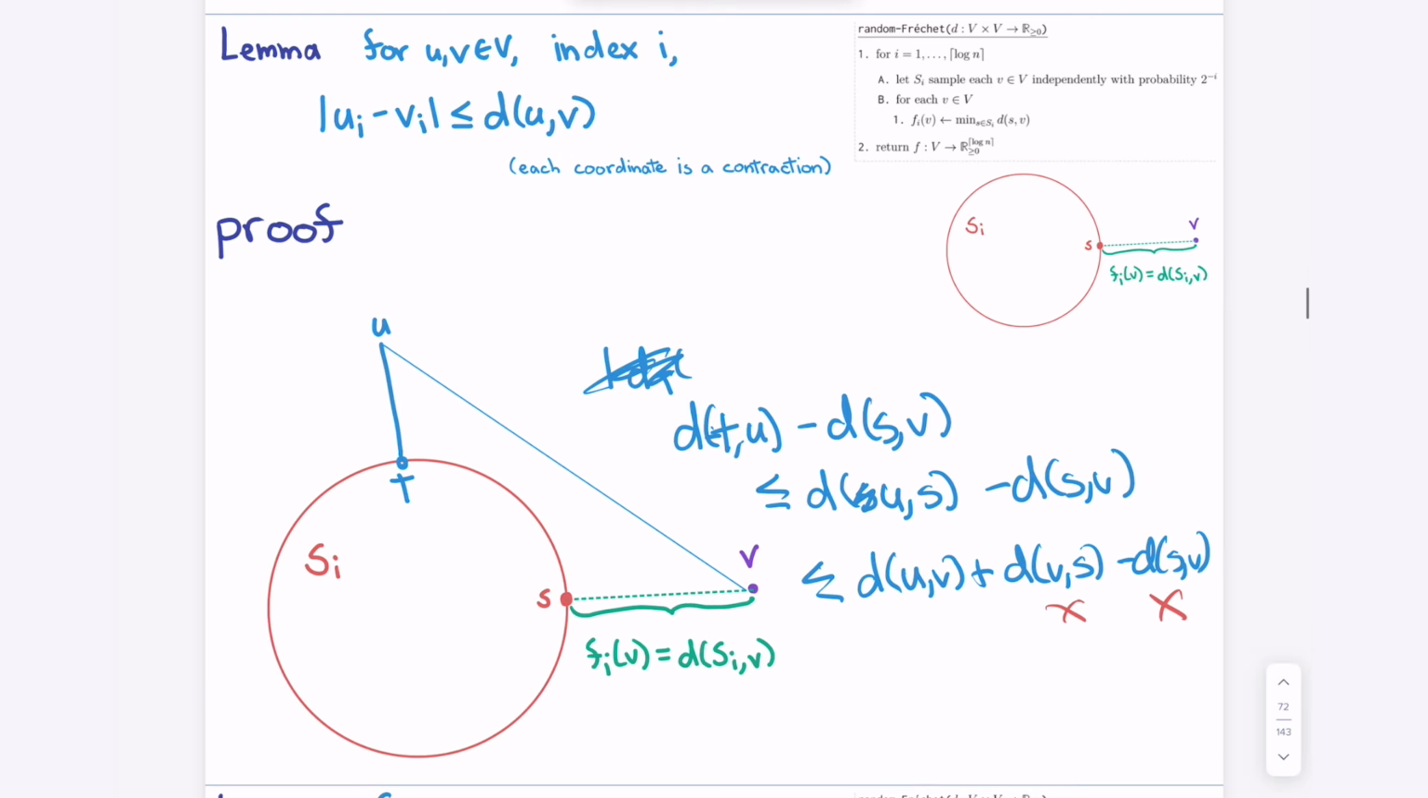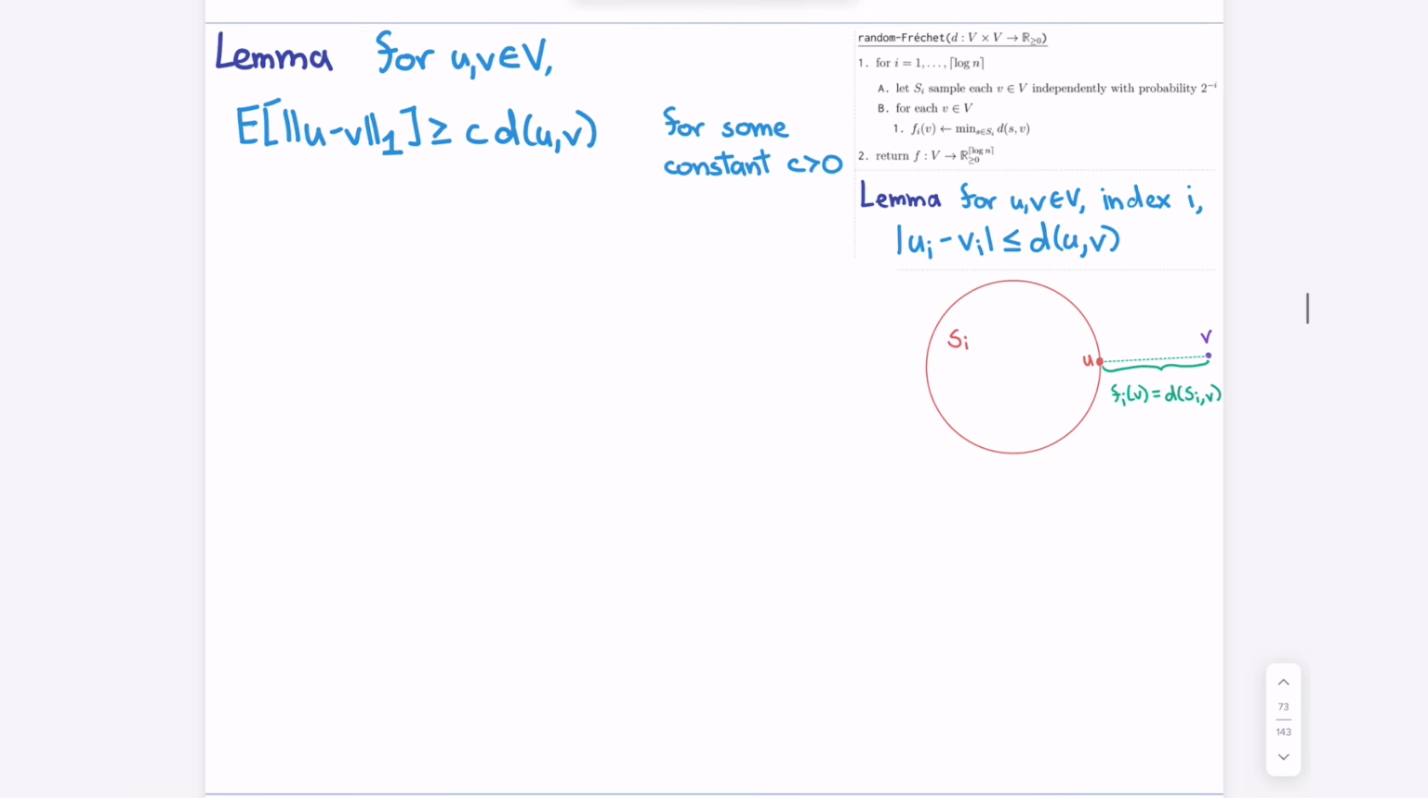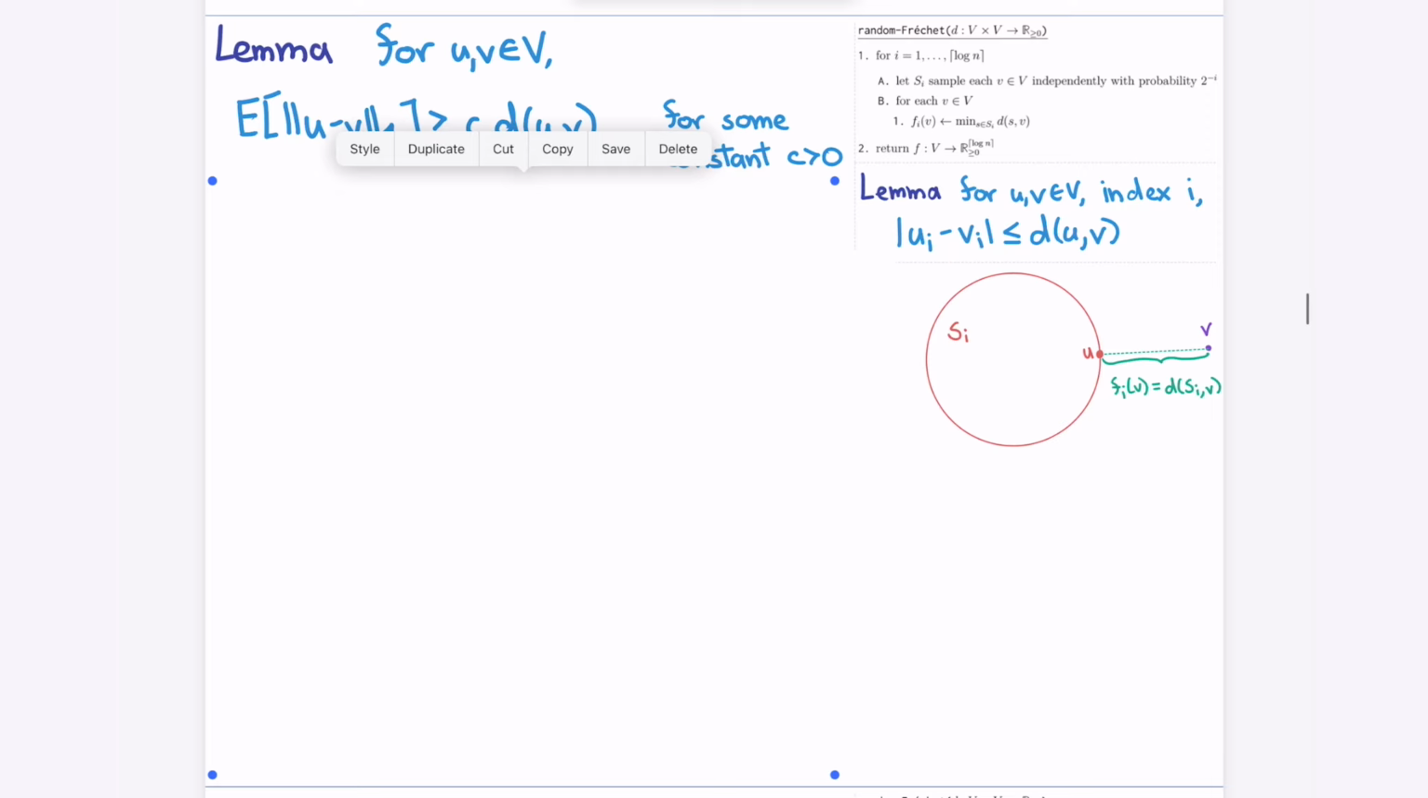Good. So now what I want to show is that, okay, there's only log n coordinates, so it's going to expand by at most a log n factor. Now I have to worry about the contracting side. And now what we want to show is that in expectation, for some coordinate, the L1 norm will be at least a constant times the distance.